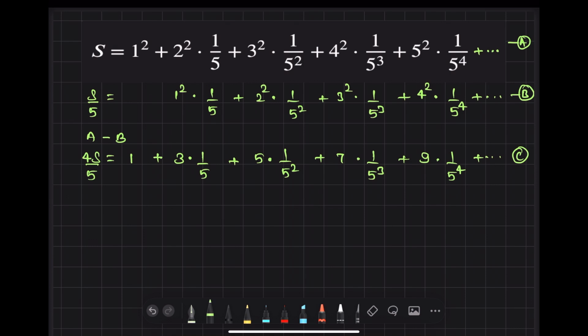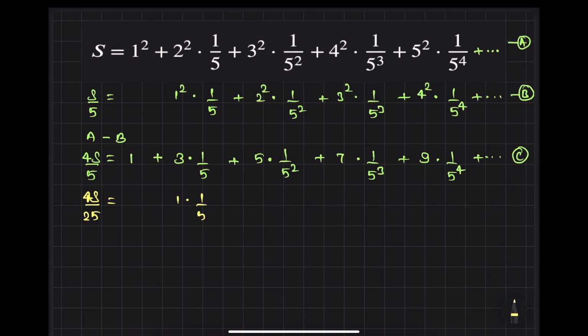So what we have to do, we have to multiply by the common ratio and write down the first term below the second term. So if you observe, the common ratio is 1 by 5. So can I write 4S by 25? It will become 1 times 1 by 5 plus 3 times 1 by 5 squared plus 5 times 1 by 5 cubed plus 7 times 1 by 5 power 4 plus dot dot dot. So it is D.